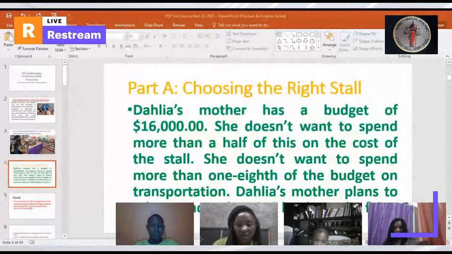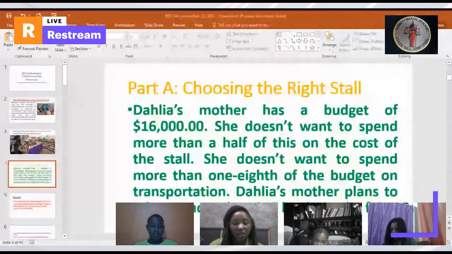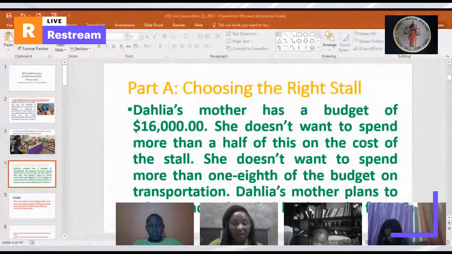That's correct. So a half of 16,000, so 16,000 times a half, or 16,000 divided by 2 gives 8,000. So she does not want to spend more than 8,000 on the stall. 1/8 of $16,000, so 16,000 divided by 8 is $2,000. She doesn't want to spend more than $2,000 on transportation, getting the stuff and herself to the book fair.